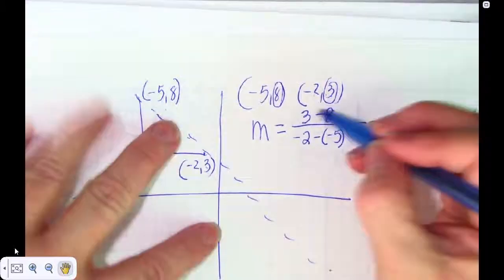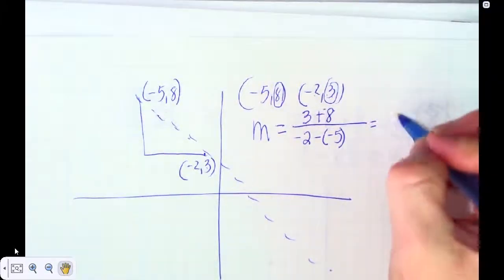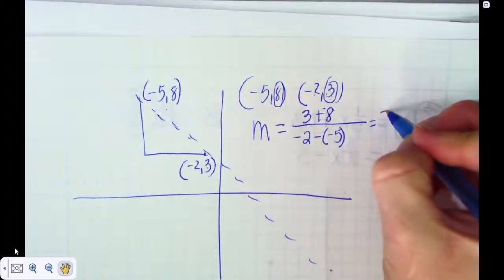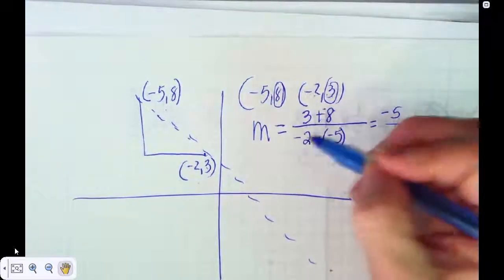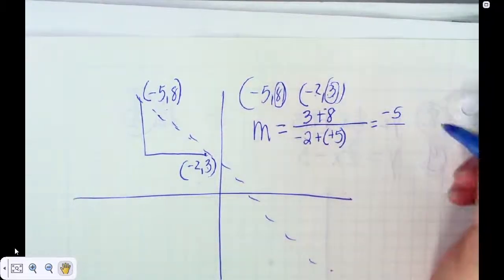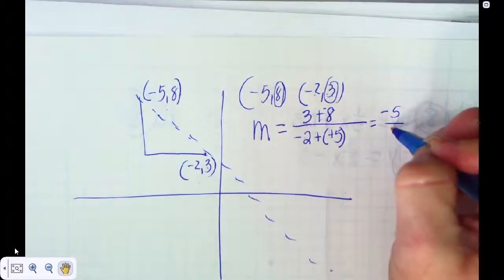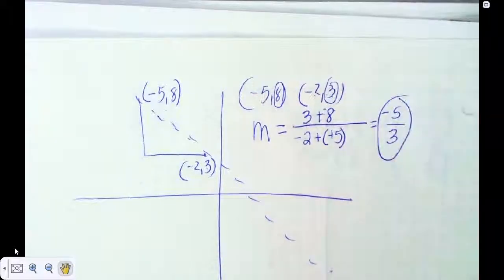I'm going to keep, change. So 3 plus -8 is -5. And then keep, change. -2 plus 5. Just 3? Okay, that's your slope.